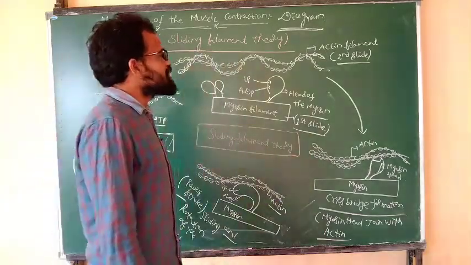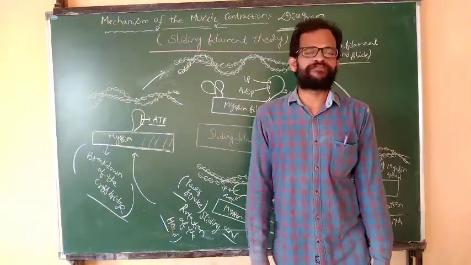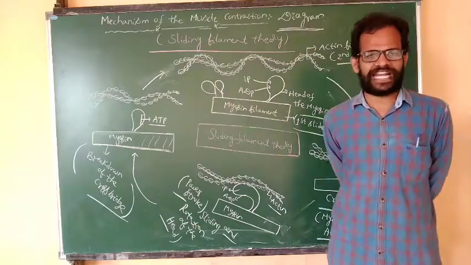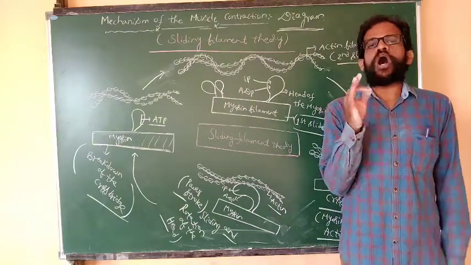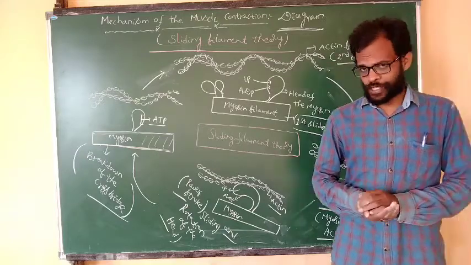This sliding filament theory was explained by the Huxley family. What is the meaning of sliding filament theory? It is a representation of this diagram. Actin filaments always slide over the myosin.